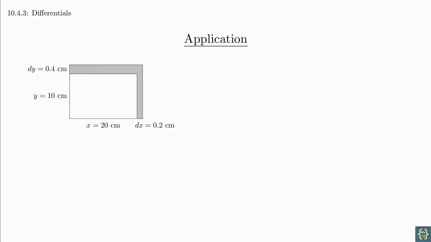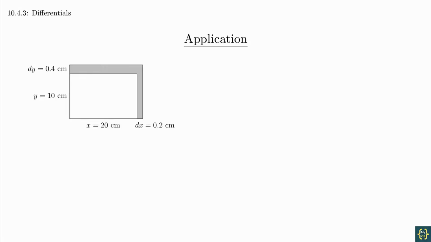Suppose you have a machine that cuts rectangles. It's supposed to cut rectangles of width 20 centimeters and height 10 centimeters. However, because of machining tolerances, the width can be off by as much as 0.2 centimeters, and the height can be off by as much as 0.4 centimeters. We are going to use differentials to approximate the potential error in the area.